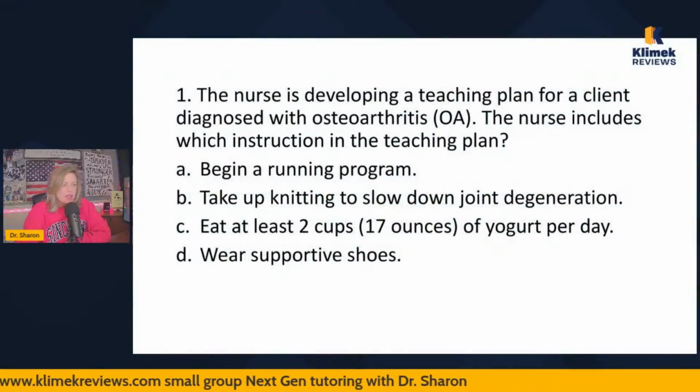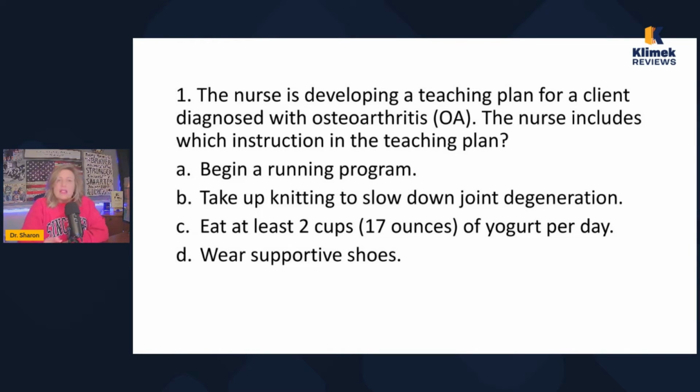So let's not waste any more time. Let's go right into our questions. All right, this is osteoarthritis, rheumatoid arthritis, not osteoporosis. Osteoporosis is a weakening of the bone. Osteoarthritis is a degeneration of the space between the bones, okay? Joints is what the space between the bones is called.